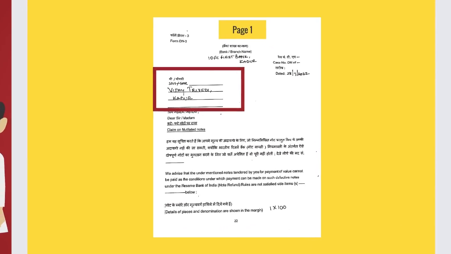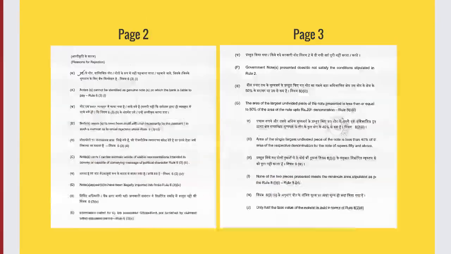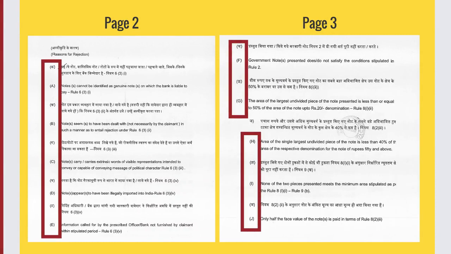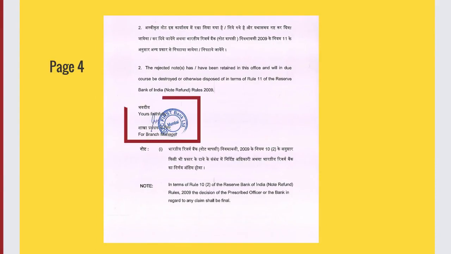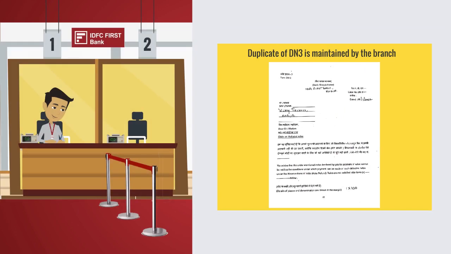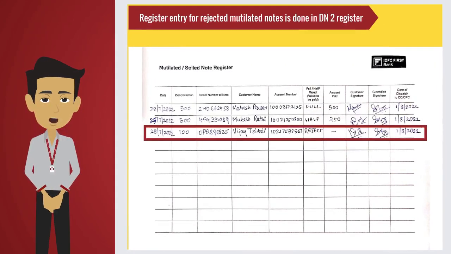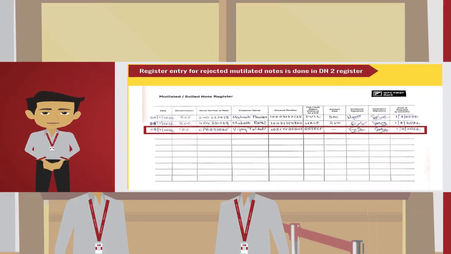fill the customer details and details of pieces and denominations correctly. On the second and third page, select the appropriate reason for rejection. Ensure you have signed on page 4 of the DN3 form. Duplicate of DN3 is maintained by the branch. Register entry for rejected mutilated notes is done in the DN2 register.